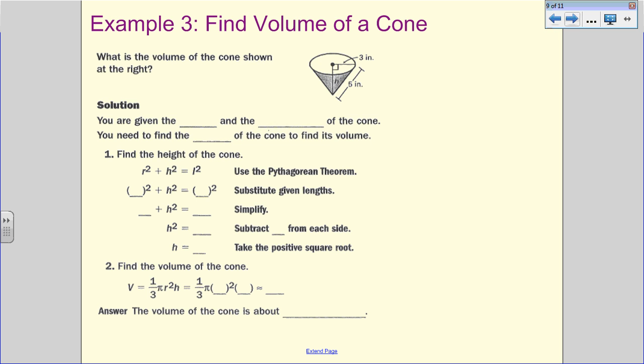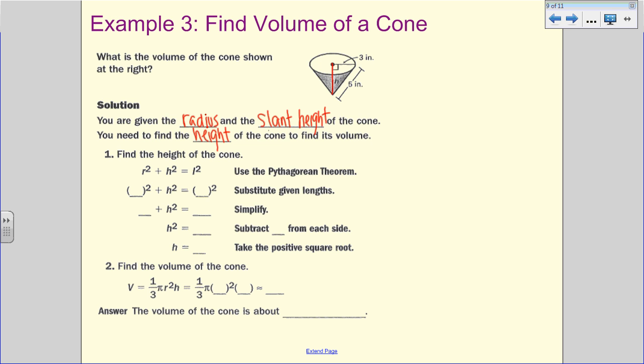All right, our last example is similar to what we were doing with surface area of cones, except now instead of finding the slant height, I'm given the radius and the slant height, which means I need to find the height of the cone to find the volume. I have to find this.